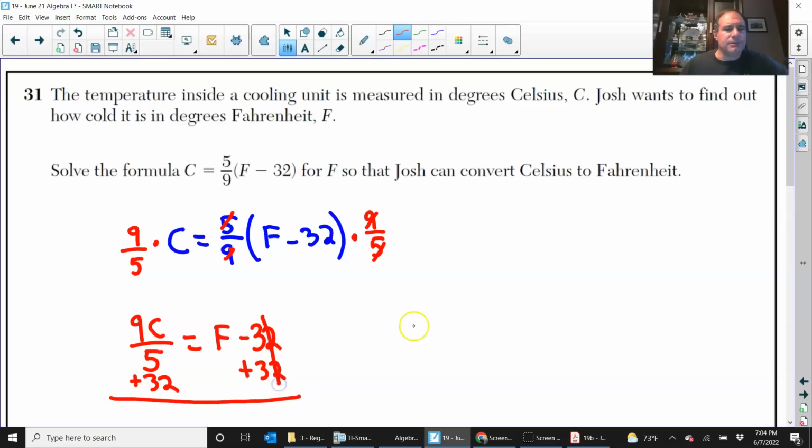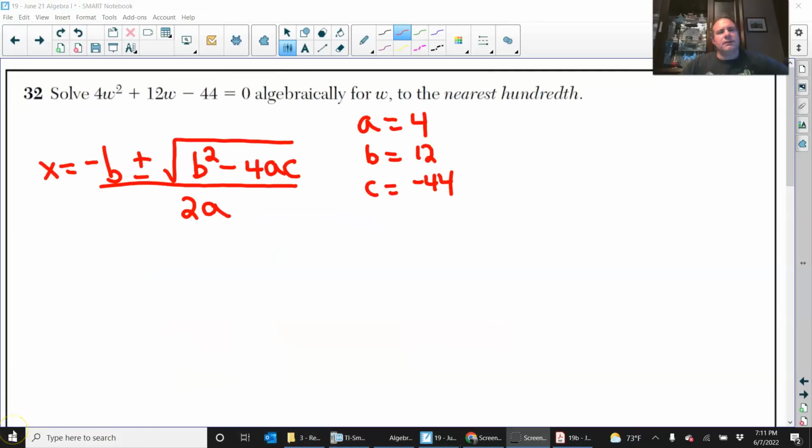Once that is accomplished, I am going to put 9C/5 plus 32 equals F. And that is solved for F. And I'm finished. All right, so this one here says solve to the nearest hundredth.